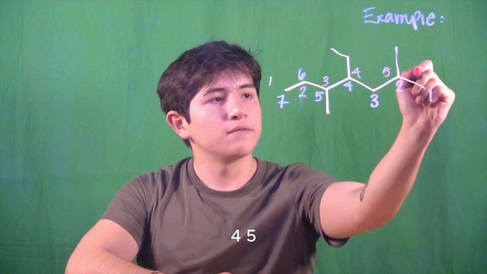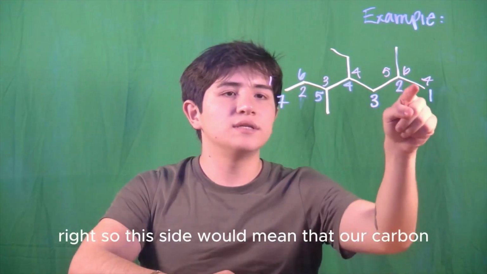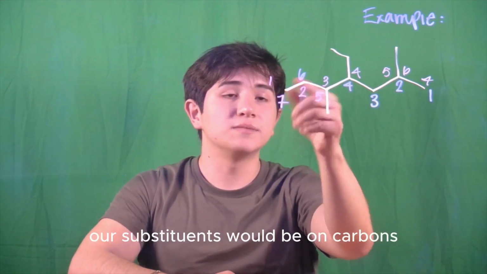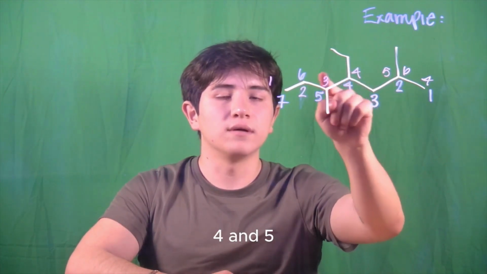4, 5, 6, 7. Right, so this side would mean that our substituents would be on carbons number 3, 4, and 6, which are higher numbers than those originally 2, 4, and 5.